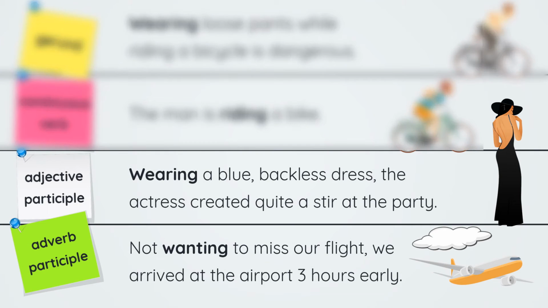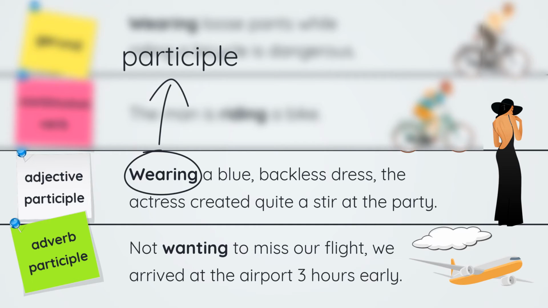Now, we can also use it as an adjective. "Wearing a blue backless dress, the actress created quite a stir at a party." Wearing is your participle, your active participle. We also have the past participle, which is used in the passive form, but we're going to talk about that in a different lesson. Wearing, here, I'm describing the actress.